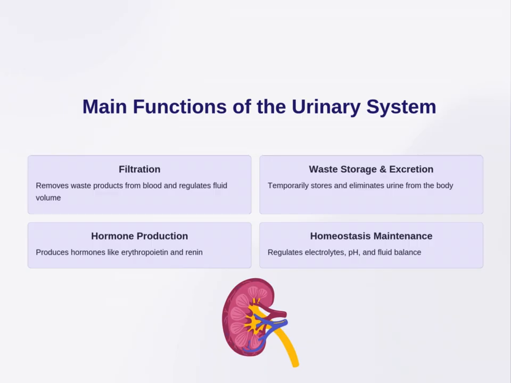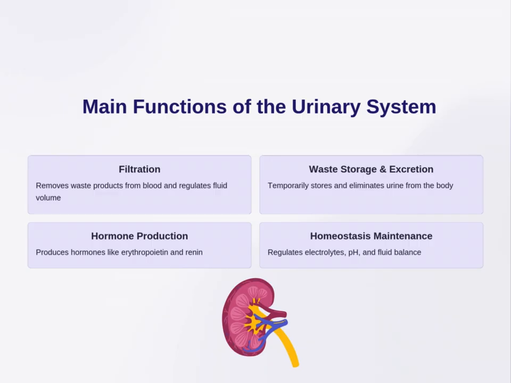The functions of the urinary system. Filtration being the most important thing. Again, we talked about it filters the blood, removes the waste, and creates urine, which is the waste. Waste storage and excretion, storing in the bladder, and then eliminating that waste from the body through urination. Also, hormone production. This system produces hormones, specifically erythropoietin for red blood cell production.